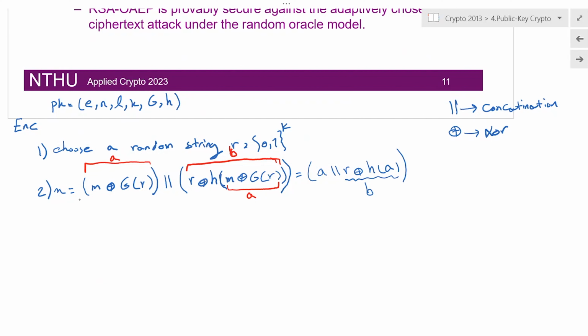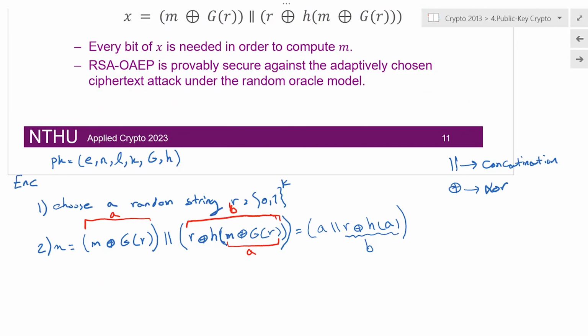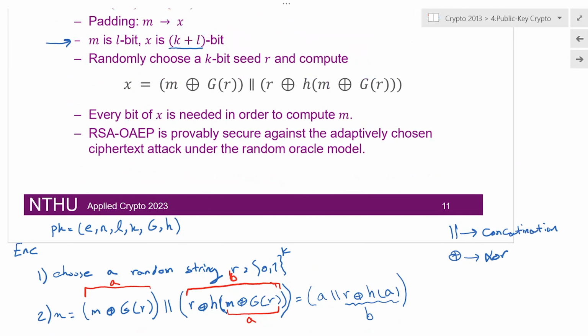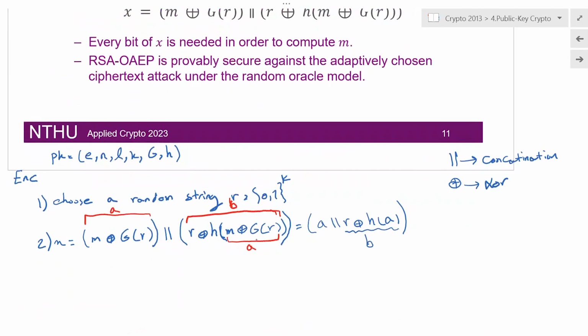So at the end, when we do all this computation, we have A concatenated with B, so we just write them together. If you look inside B, we are computing the hash of A itself, just like what we have here, and then we XOR it with R. Remember that our hash function output is k bits, and our R happened to be also k bits. So when we XOR them together, we are XORing two k-bit strings to each other.